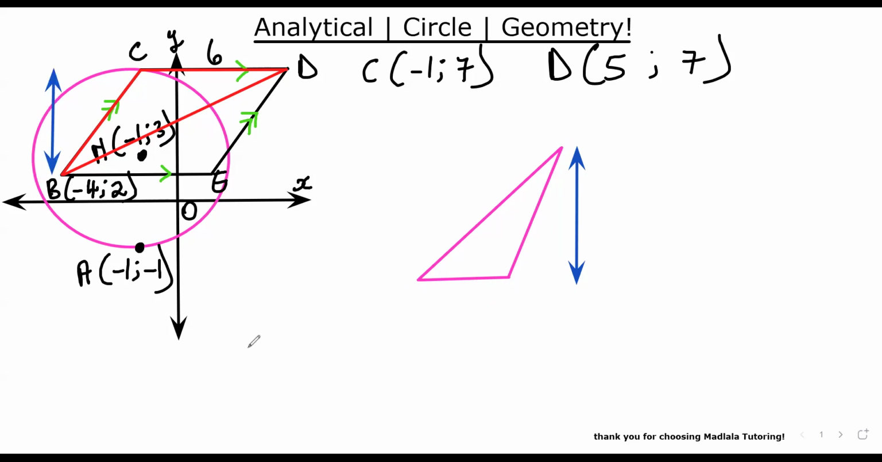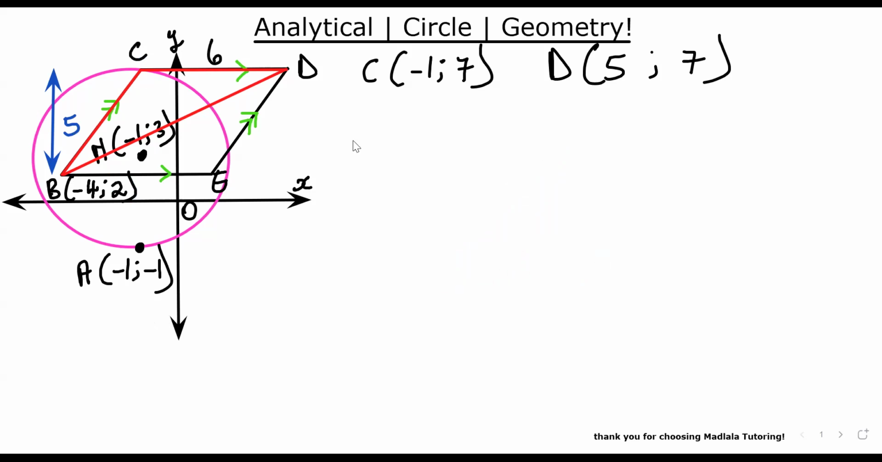So it means we just need to know the length of BC, because BC is the perpendicular height. And since it's just the vertical line, once again we focus on the y values. So we say the y value at C, which is 7, minus the y value at B, which is 2. So we get 5. So that is the height of our triangle.